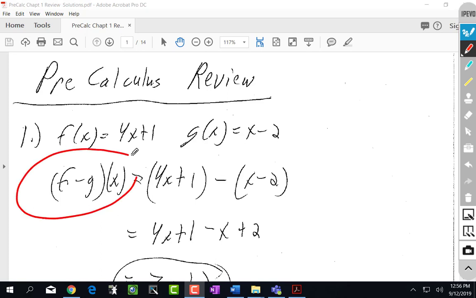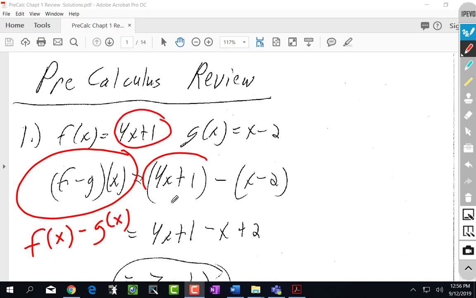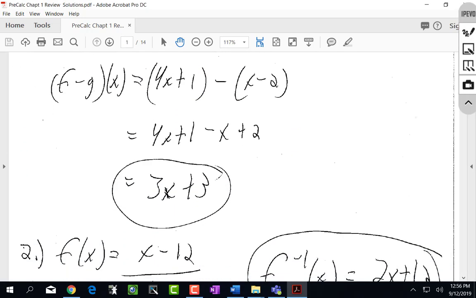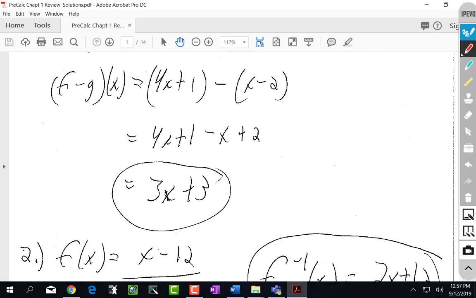So subtracting these two, I'm going to go ahead and take f of x. You'll notice that this actually means f of x minus g of x. So here's my f of x equation, it's 4x plus 1. I'm going to subtract my g of x equation, x minus 2. So now subtracting these, I can distribute that negative on through. That's going to change my equation to negative x plus 2.